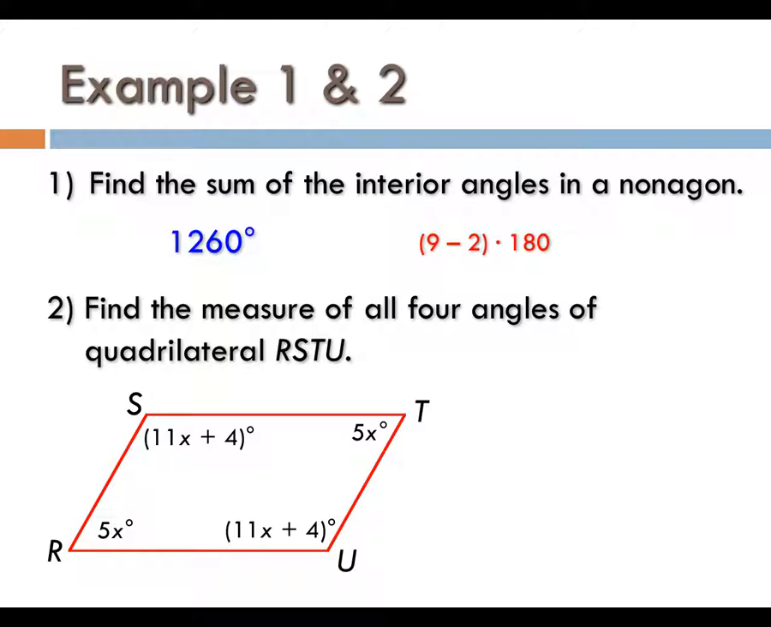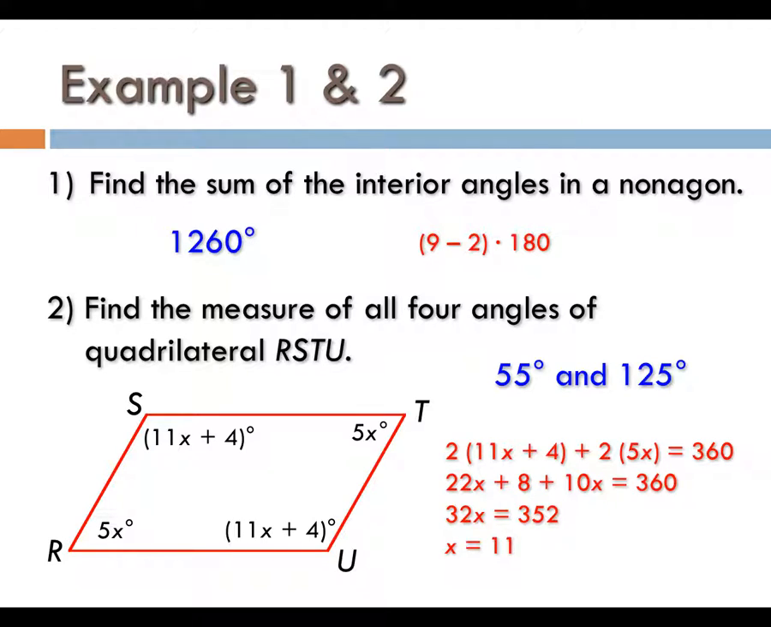Did you get them? 55 and 125. How'd she do? Well done. It's a quadrilateral, therefore the sum of the angles is 360. She added up all 4 angles, set them equal to 360, solved for x, got 11, right? Then plug that value back in to find the measure of all the angles. There's all the work, which I assume yours looks just like that, right?